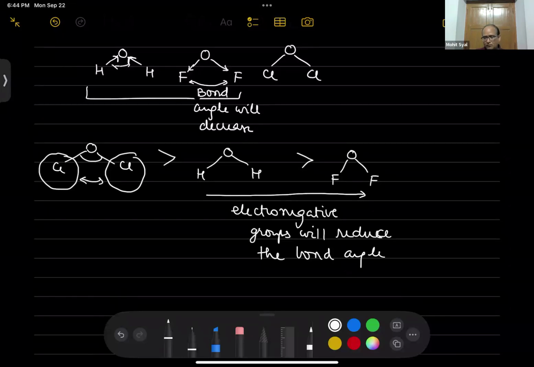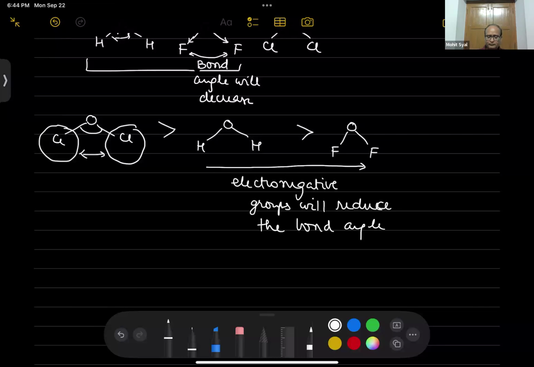But suppose if the groups are from the third period, okay, if they are from the third period, the groups will be bigger in size. So the bond angle, suppose I can't reduce further because these groups are so large, got it? They can't come close. So bond angle is larger. So this is the drawback of VBT, VSEPR theory.